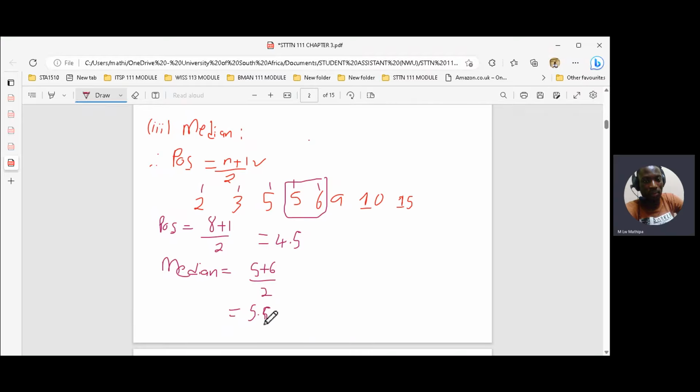Here it is, 5.5 as your final answer for the median. 5.5, okay, as the final answer.